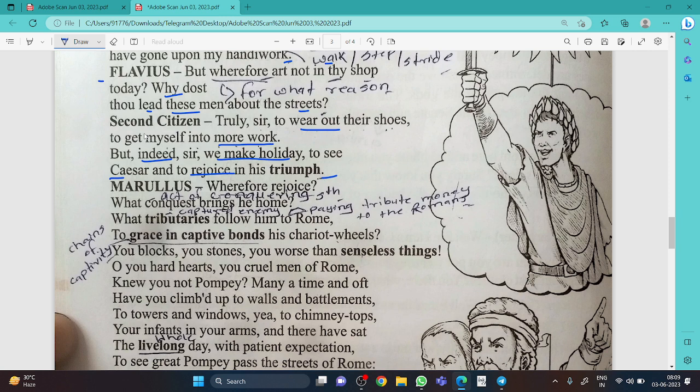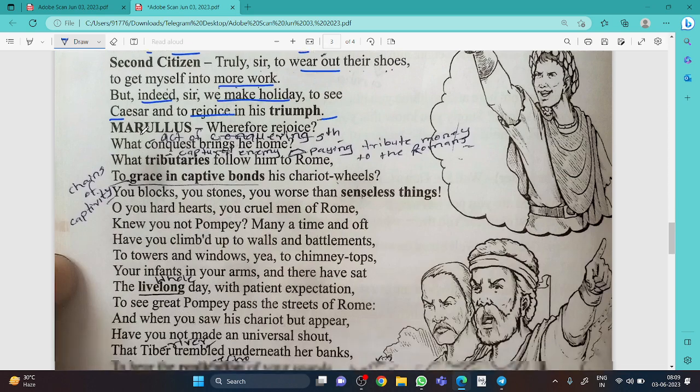As simple as that, you can understand that this second citizen finally gave a correct answer, that we are here in order to enjoy and rejoice the victory of this Julius Caesar and welcome Julius Caesar.